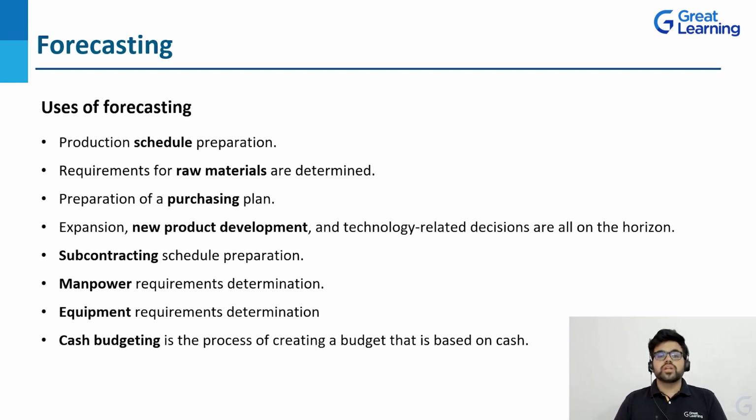Then comes equipment requirements determination. What are the equipments that you require? For example, if you have a steel plant, you have different shafts, or in thermal power plants you have different turbines rotating in those plants. For the maintenance of that, you would have another department that constantly deals with the repair work to fix the broken parts.